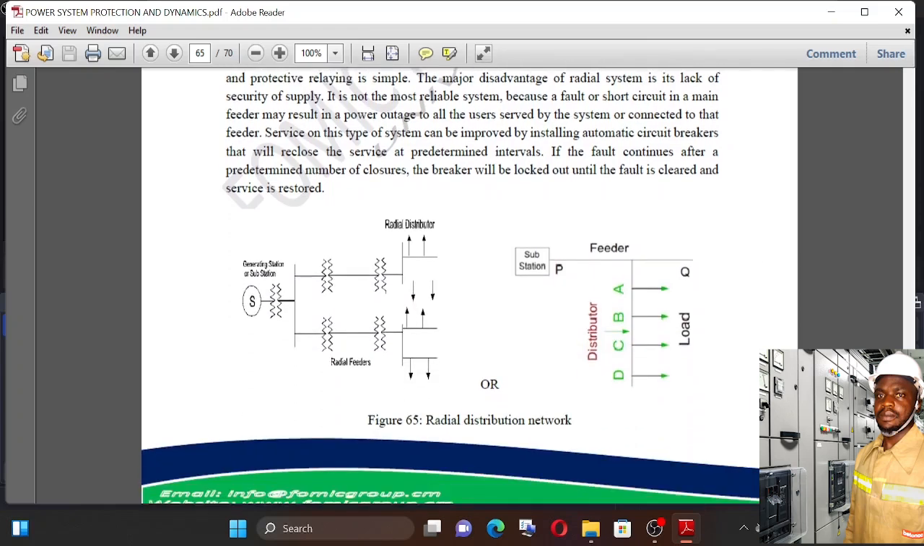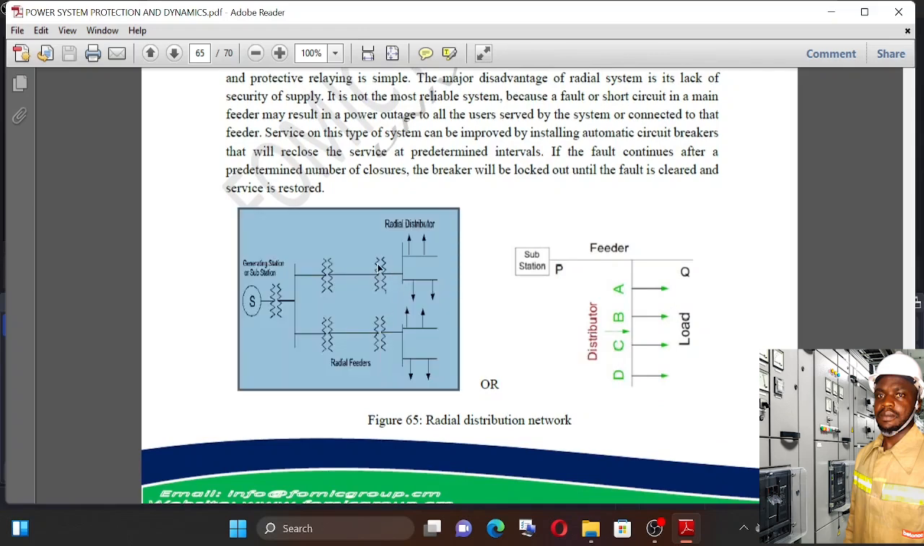This is an illustration of the radial distribution, or radial network, system. Here you have distributors. Here's a feeder. If there's a fault on this feeder, the whole distributor is off, so the consumers connected on this distributor are off. Same thing here: if there's a fault at the level of this feeder, all the consumers connected here are off. So that's the disadvantage of the radial network.